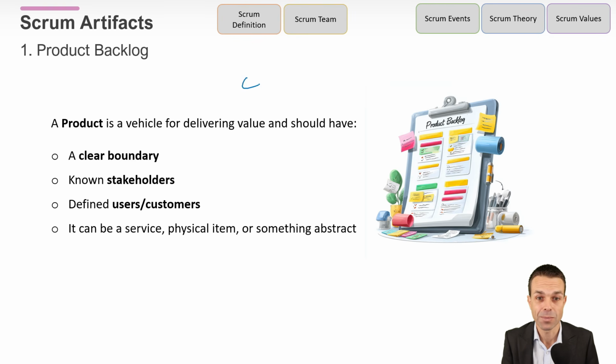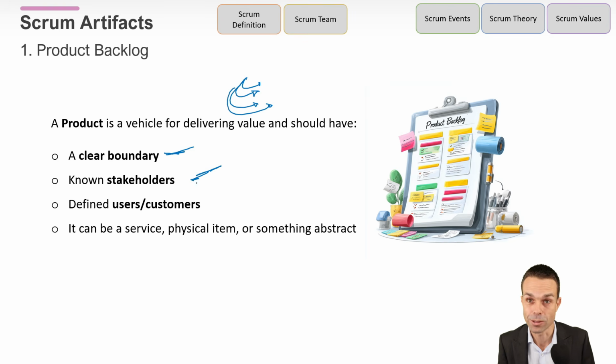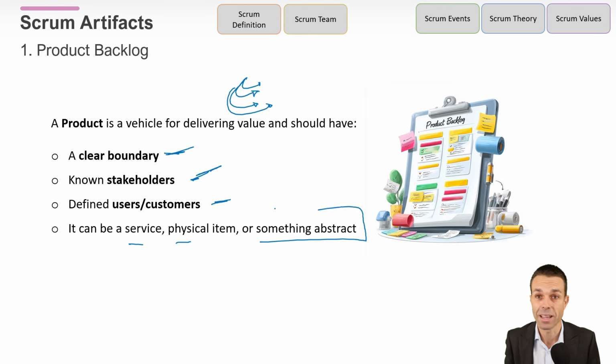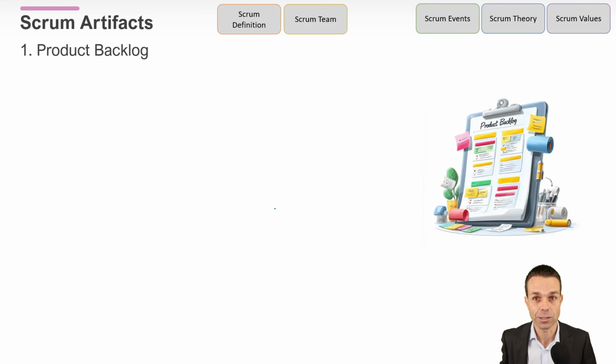It might be a system, it might be a new physical product, it might be a piece of research, it might be a new design. Whatever it is, it's a vehicle. It has a clear boundary for what it is. It has known stakeholders for who's working with it. It has defined customers and users for who gets the value. And it could be a service, could be a physical item, or it could be something else abstract. So just know that it could be anything that you're delivering. It doesn't have to be software.